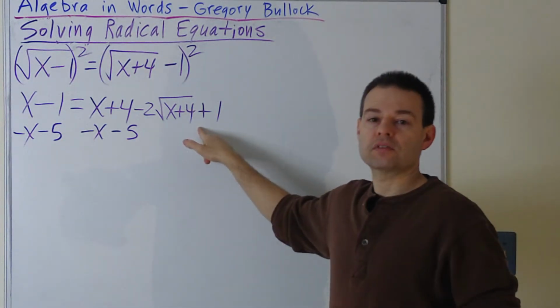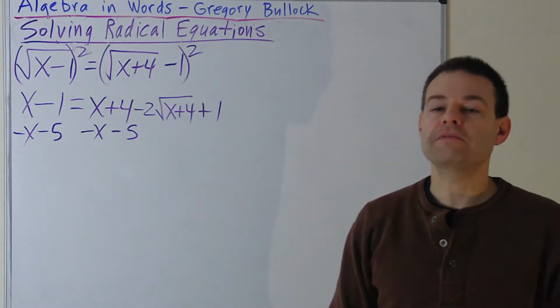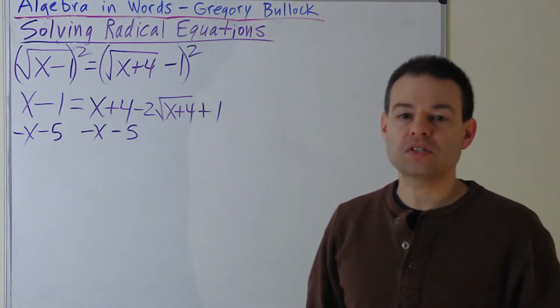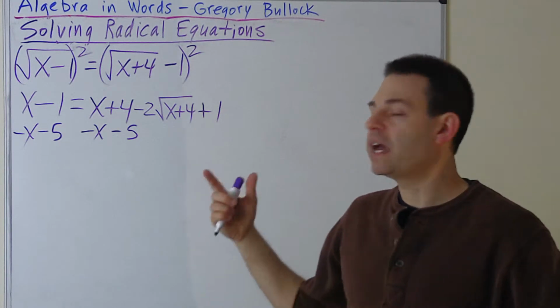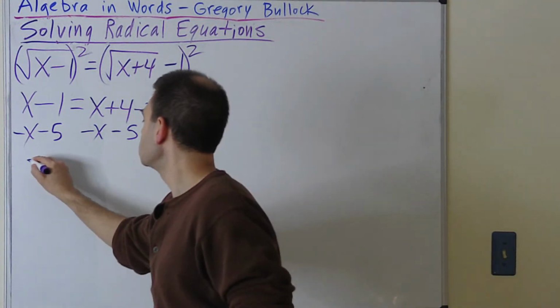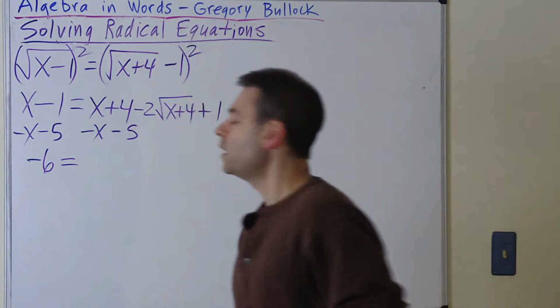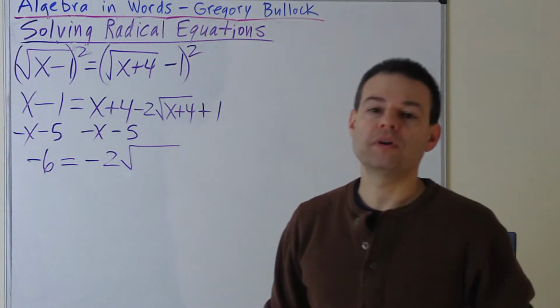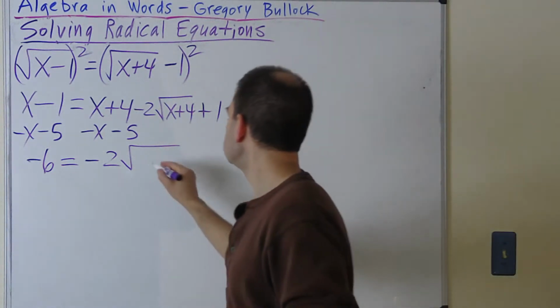That's going to leave this term. Let's simplify on the left. Since we had x minus x, that's going to eliminate to 0, so they're gone. And negative 1 minus 5 is going to be negative 6. And that leaves us with negative 2, the square root of x plus 4 on the right.